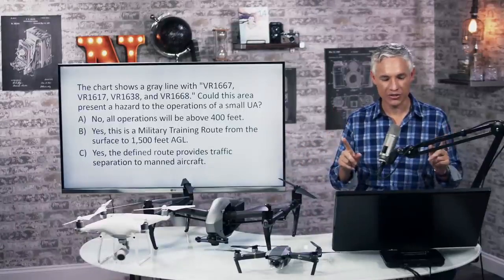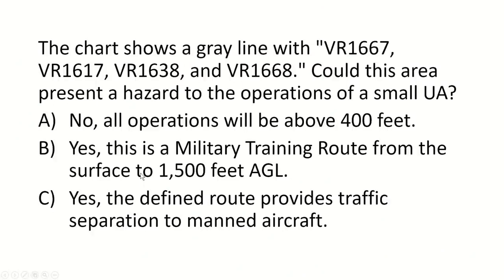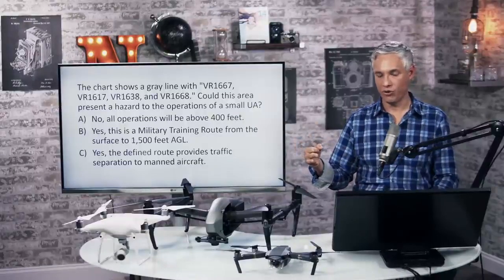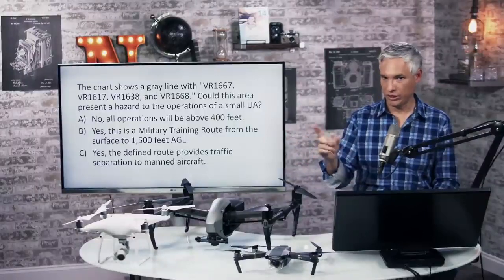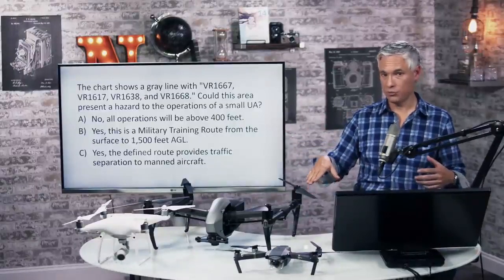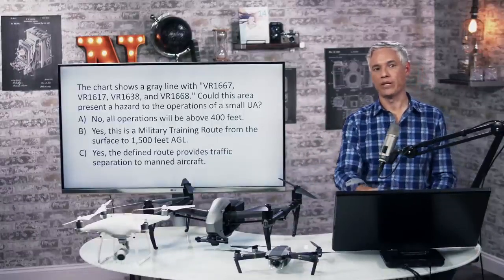In this particular case, the answer is B. Yes, these VR lines indicate military training routes that go from the surface to 1,500 feet above ground level. We know it's 1,500 feet because it's a 4-digit code. You probably won't need to know that in the test. Either way, it goes down to ground level, and that indicates that planes really might be flying under 400 feet, so it really could be an issue for you.